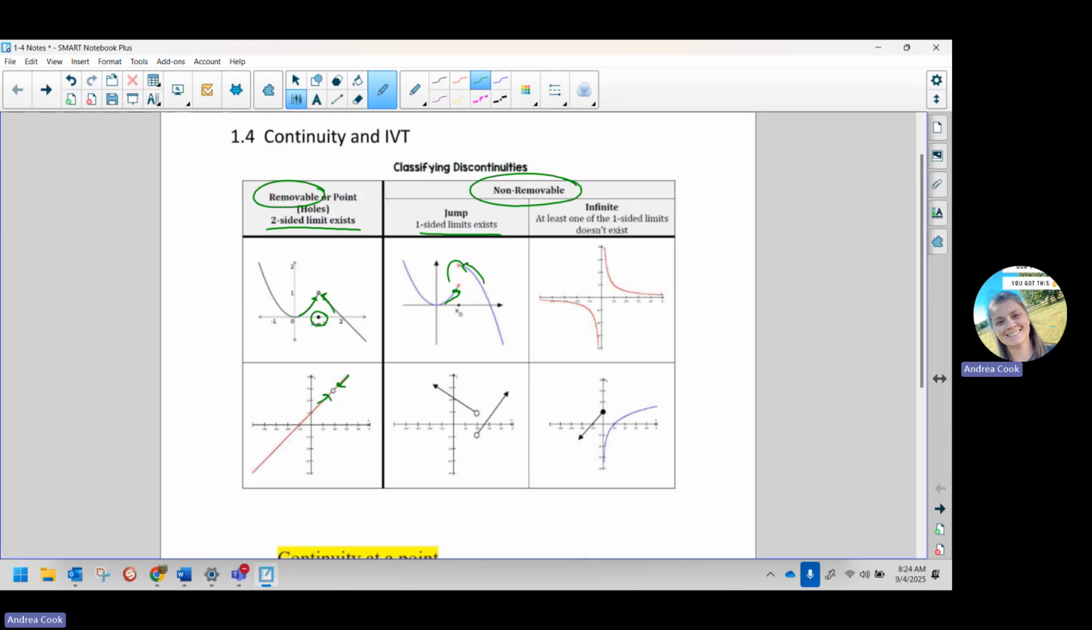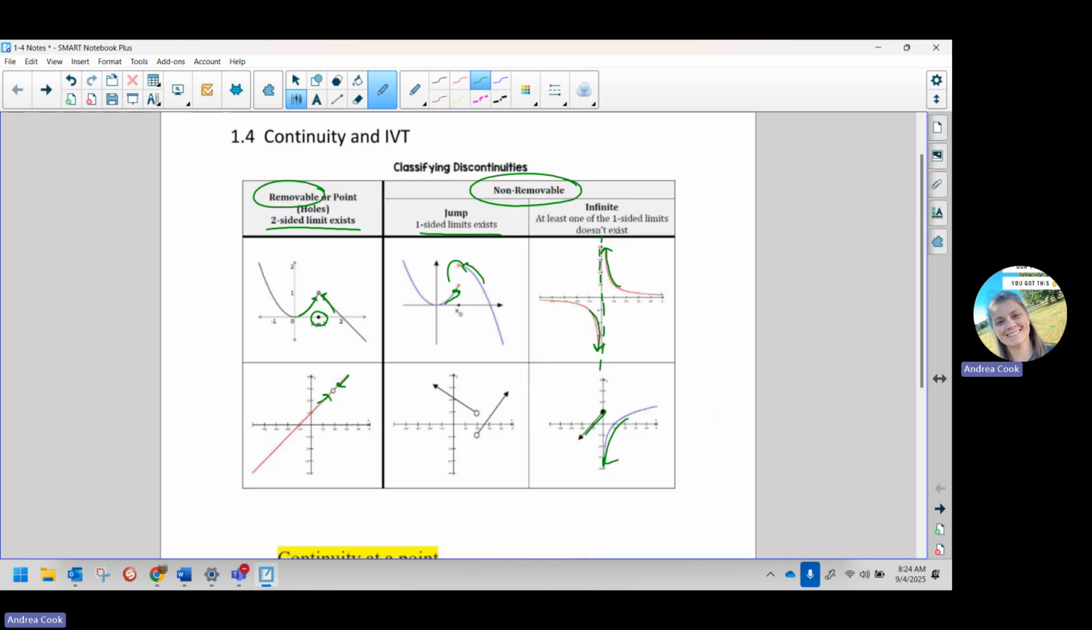The other non-removable is infinite, which means there's an asymptote. So at least one of the one-sided limits doesn't exist. One side of the graph is going to infinity, or it could be that both are going to infinity. So this would be a non-removable discontinuity. Here, only the right side is going to infinity and the left side stops, but this is still an infinite discontinuity.